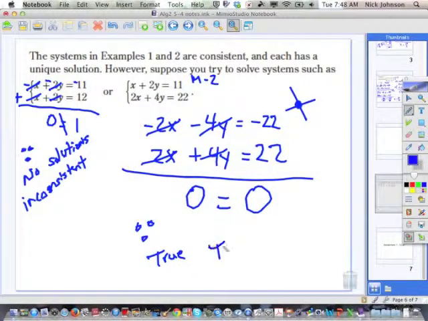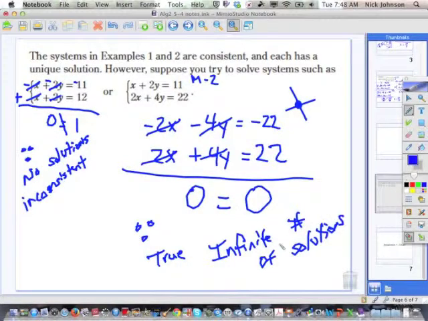Therefore, we have an infinite number of solutions, and this system would be consistent.